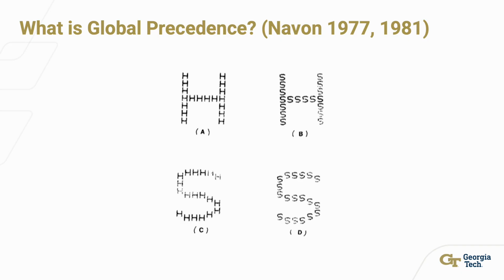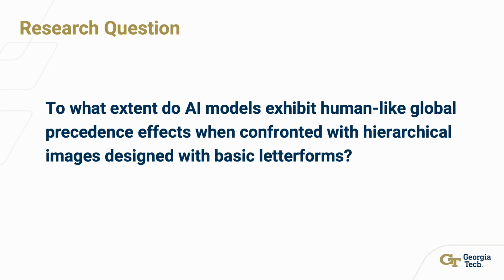On this slide, you can see an example of compound shapes composed of the letters H and S. Global precedence is the name given by Navon 1977 for the well-established phenomenon in which human subjects tend to recognize the overall global structure of a stimulus before identifying its local details. This makes global precedence a foundational concept in visual and cognitive science, demonstrating that the brain prioritizes holistic structure.